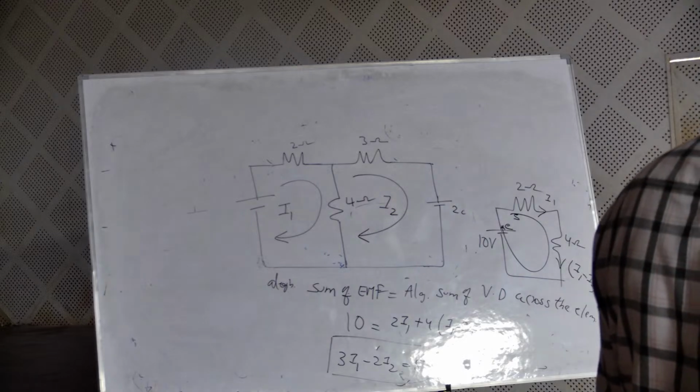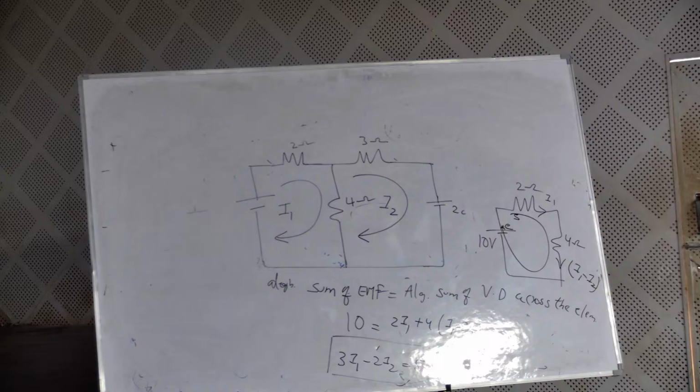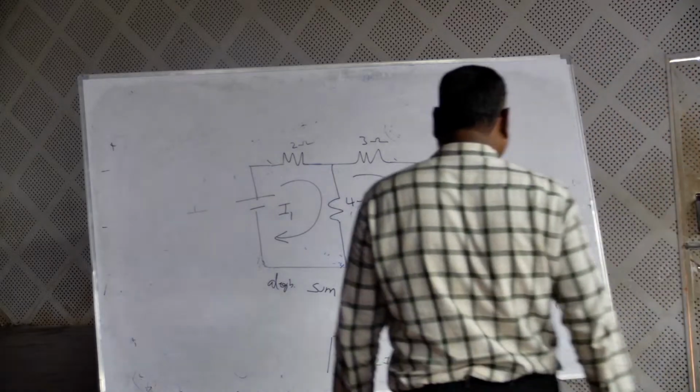I1 minus 2I2 is equal to 5. Right. Next one. Have all of you completed? Next, applying KVL to mesh 2.